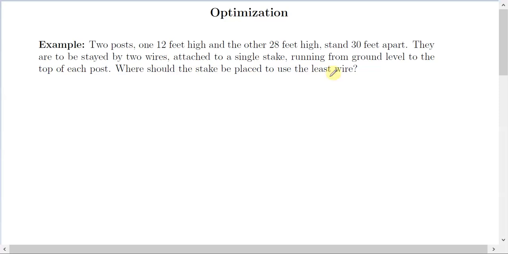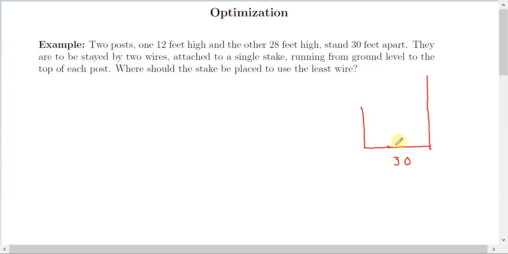This problem describes a scenario where we have two posts, one that's 12 foot high and one that's 28. This is obviously not being drawn to scale because it's not more than twice as high. But anyway, we've got these two posts and they're 30 foot apart, and we're going to put a stake somewhere between them and attach wires from that stake to the top of each post.